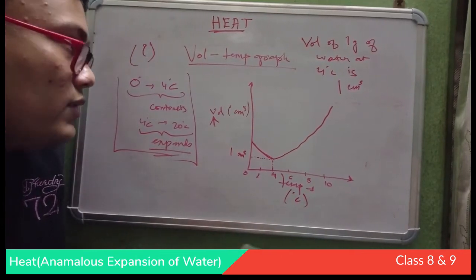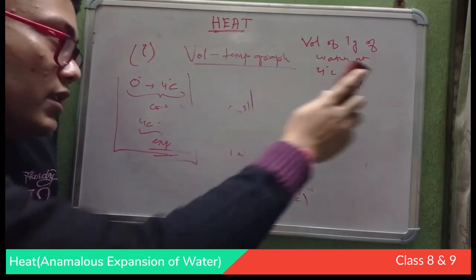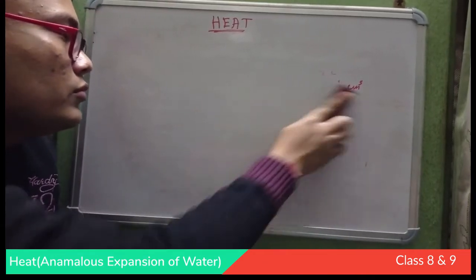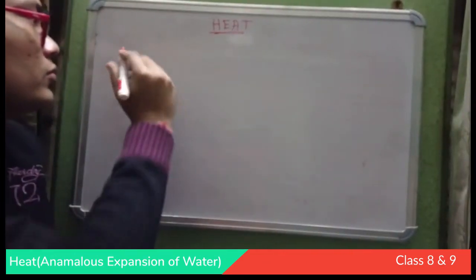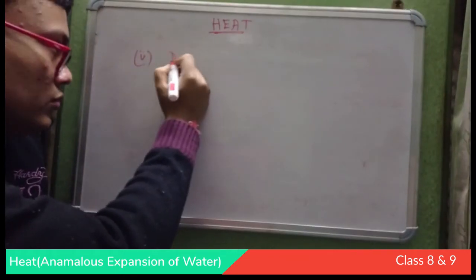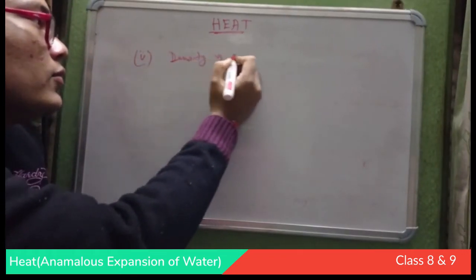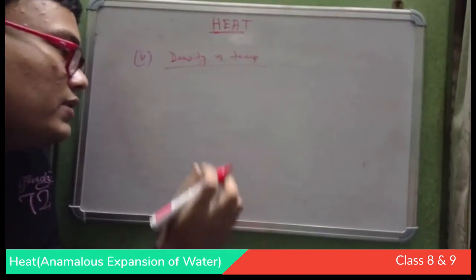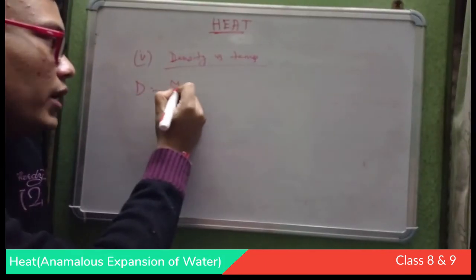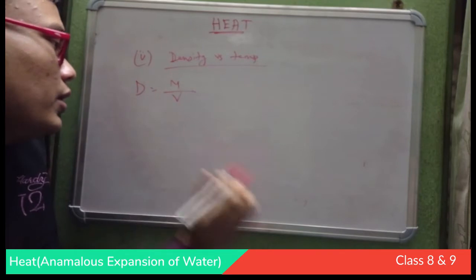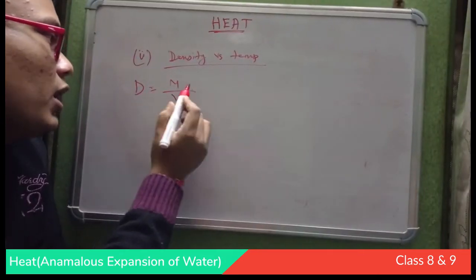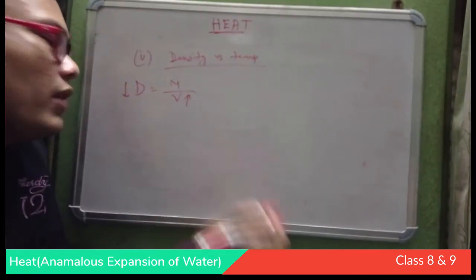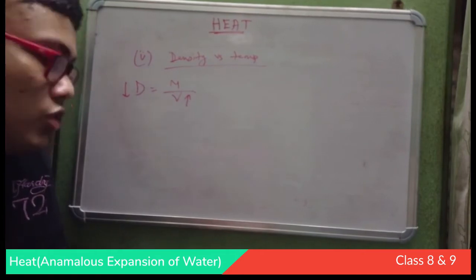Now we'll plot the next graph, which is the density versus temperature graph. Now, what is the relationship of density and volume? Density we know is given by mass by volume. In mathematical terms, it is described by mass per unit volume. So if the volume increases, density will decrease, and vice versa. So the relation is inversely proportional.